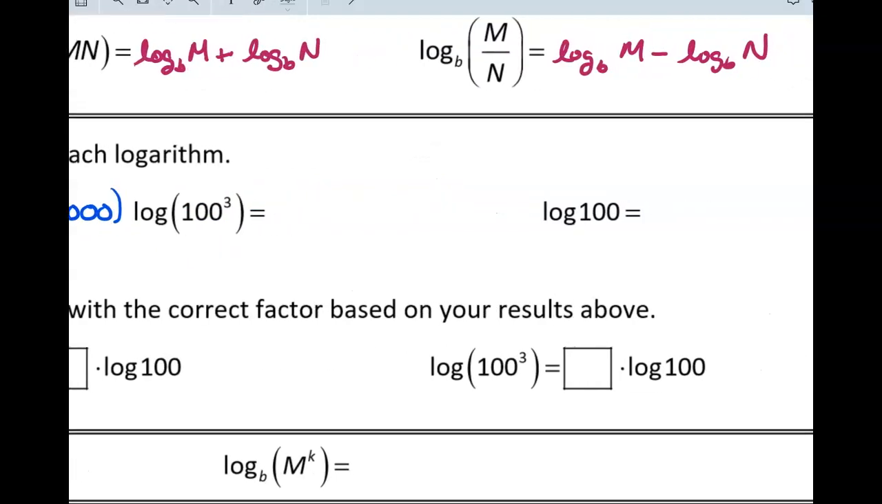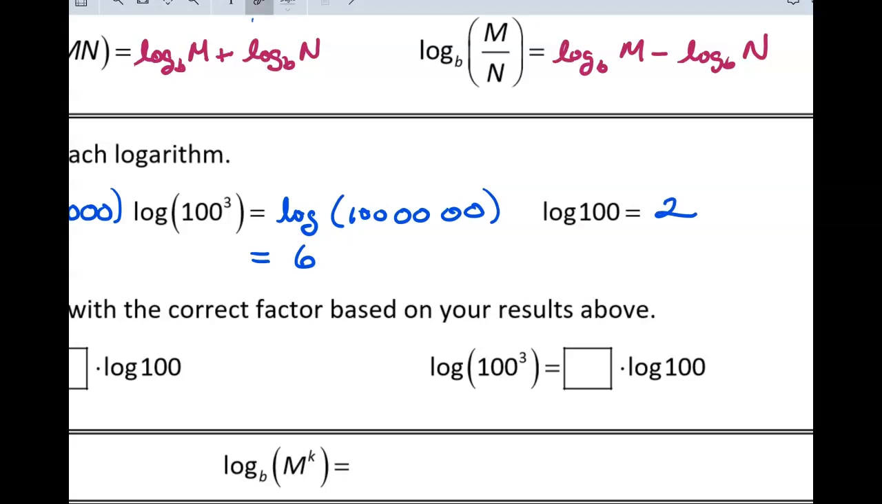So 100 cubed is equal to 100 times 100 times 100. And so now we have a total of 6 zeros there, so the value of the exponent on 10 must be 6. In other words, 10 to the 6th is equal to the 1 million that we got inside the parentheses. And log of 100 is 2, because 10 squared is 100.